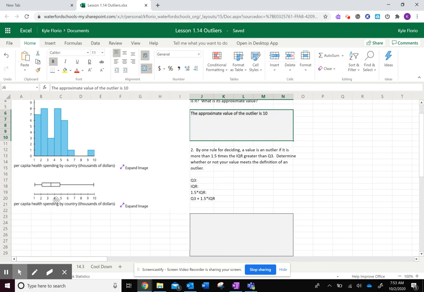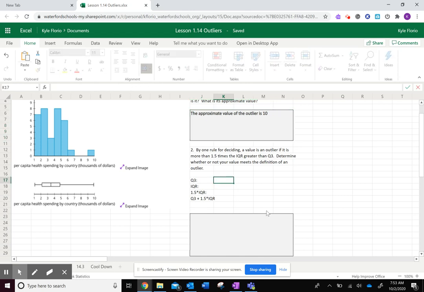So Q3, looking at this graph, is where that rectangle ends. It looks like that rectangle ends at the value 5, so I'm going to approximate that as 5. The IQR is the width of the rectangle. It goes from 2 to 5. So Q1 starts at 2, Q3 is at 5. The difference is 3. So the IQR is 3. And 1.5 times the IQR: I've got to write the equals first. Equals 1.5 times the IQR, which is this number right here, 3. That's 4.5.